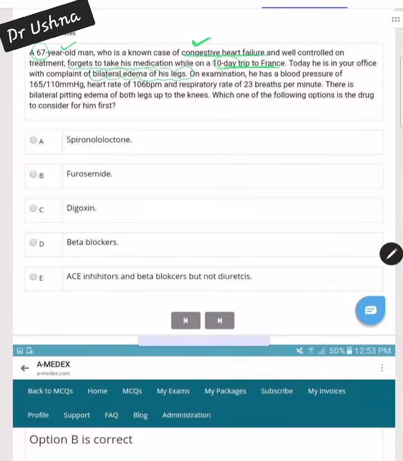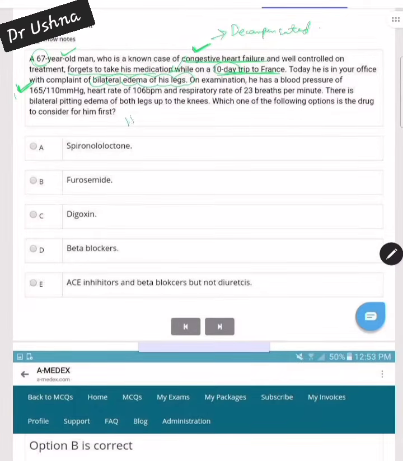A patient of congestive heart failure having edema means the patient has decompensated heart failure. On examination, blood pressure is 165 by 110. Luckily the patient is not in hemodynamic collapse, but he has hypertension at the moment, and the heart rate is 106 beats per minute and respiratory rate is 23 breaths per minute. So the main problems at the moment are decompensated heart failure with hypertension and tachycardia. We have to control all of these in this 67-year-old patient.